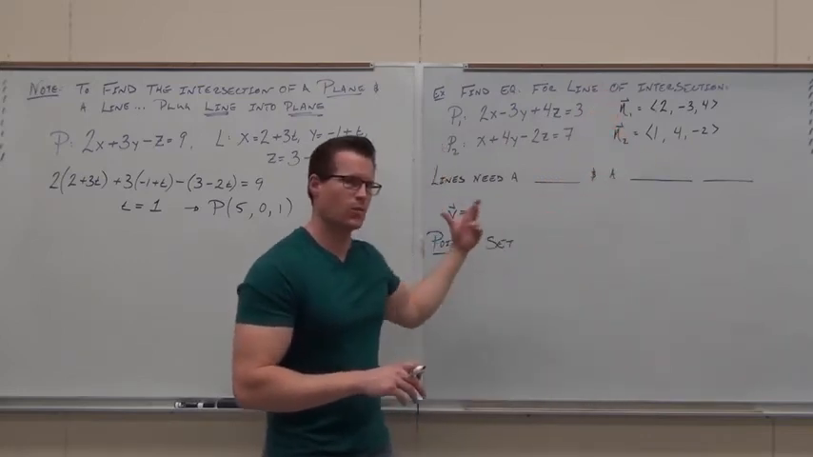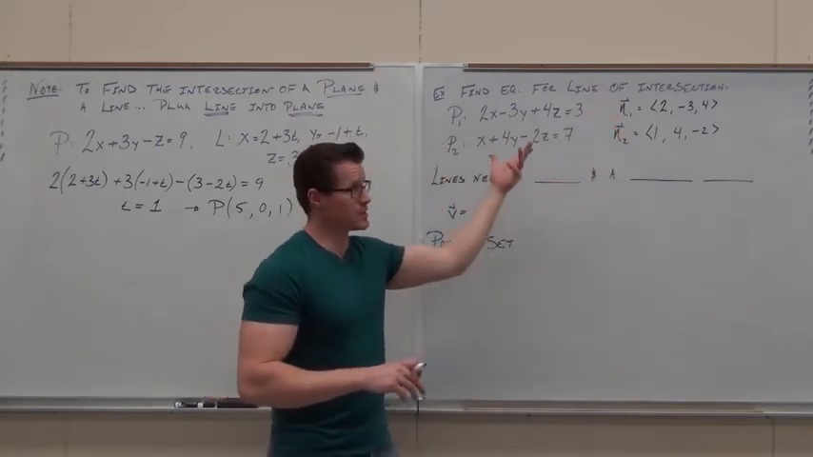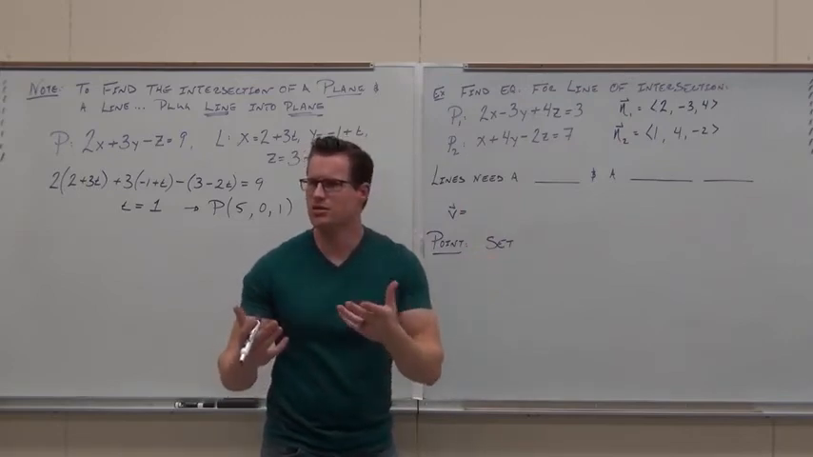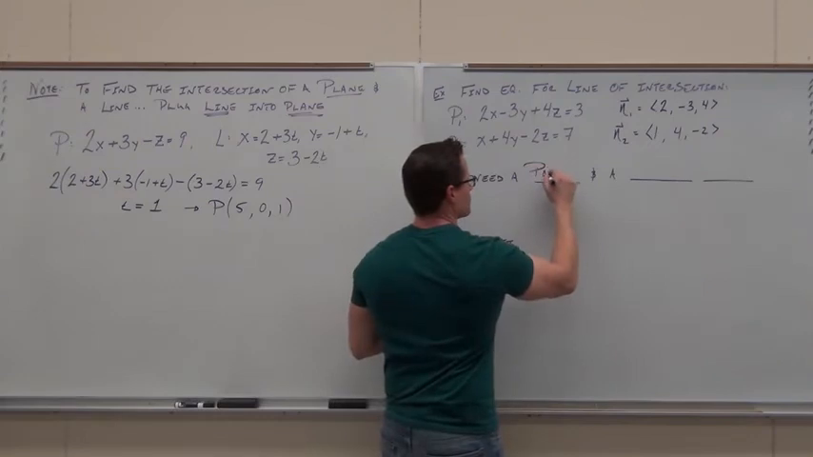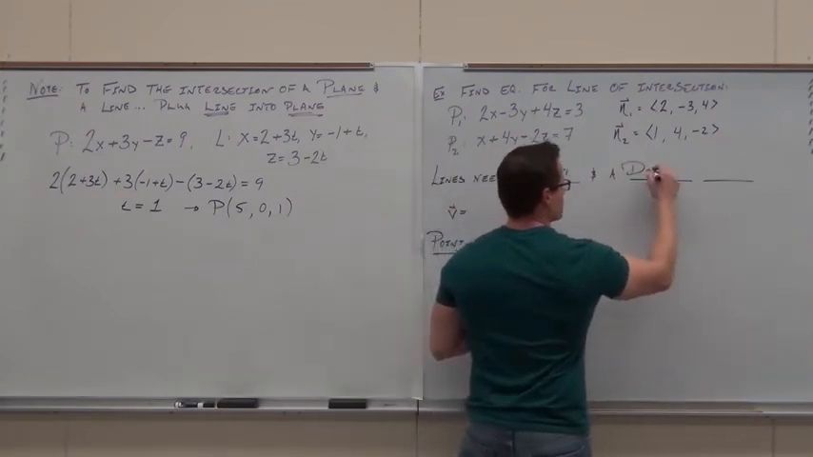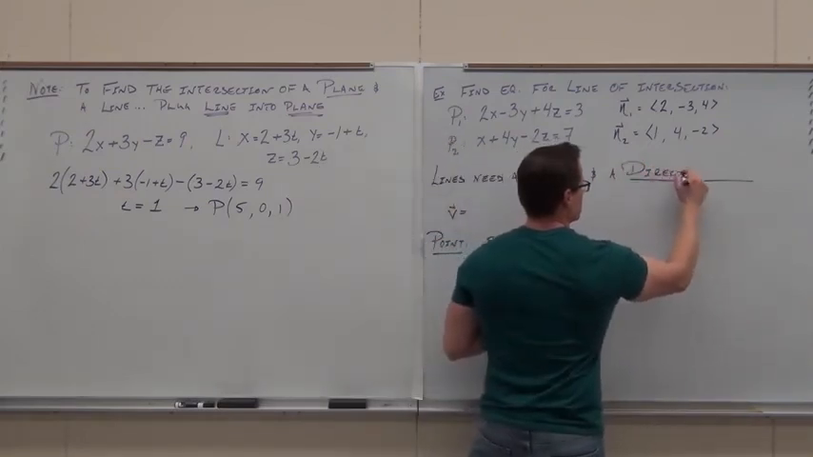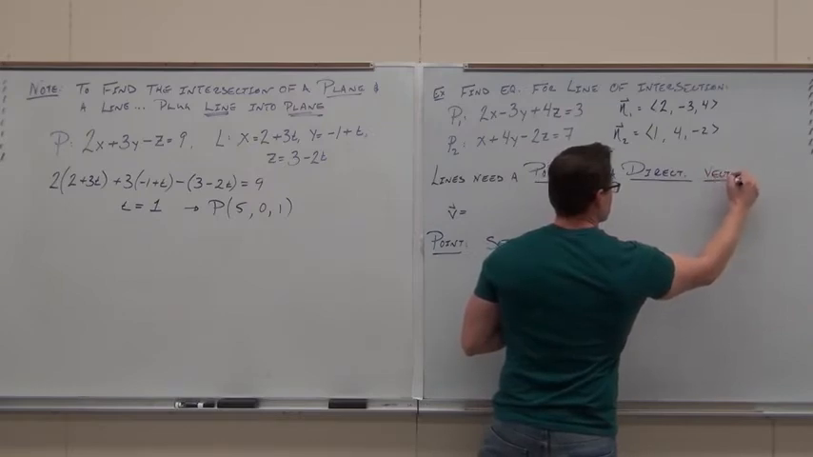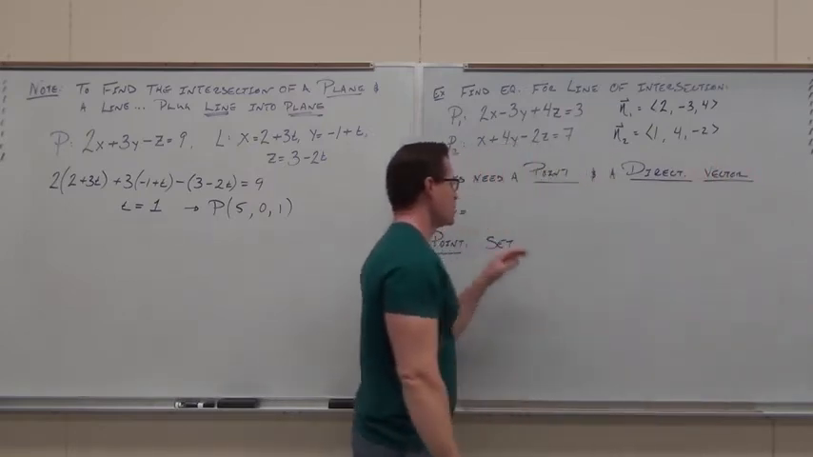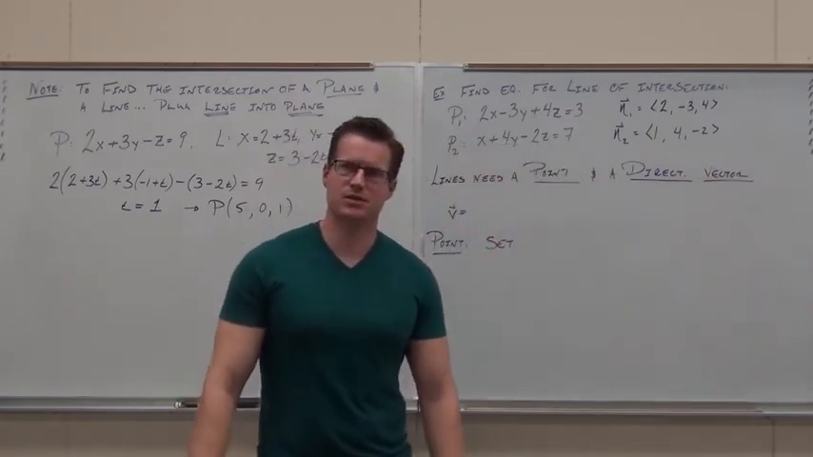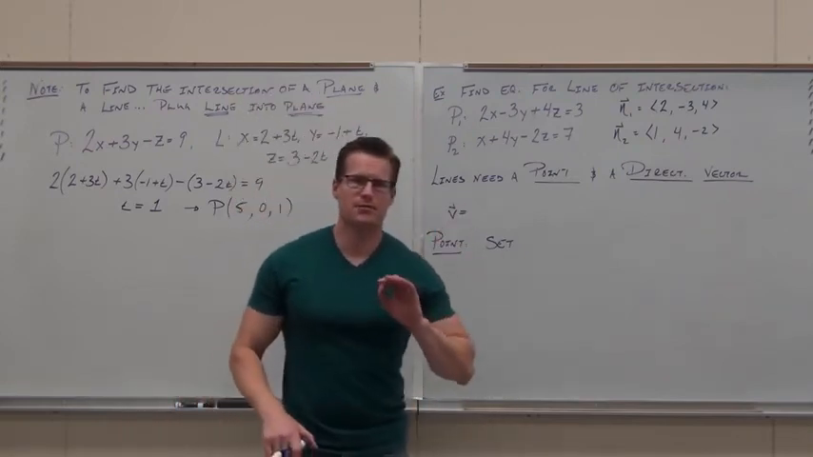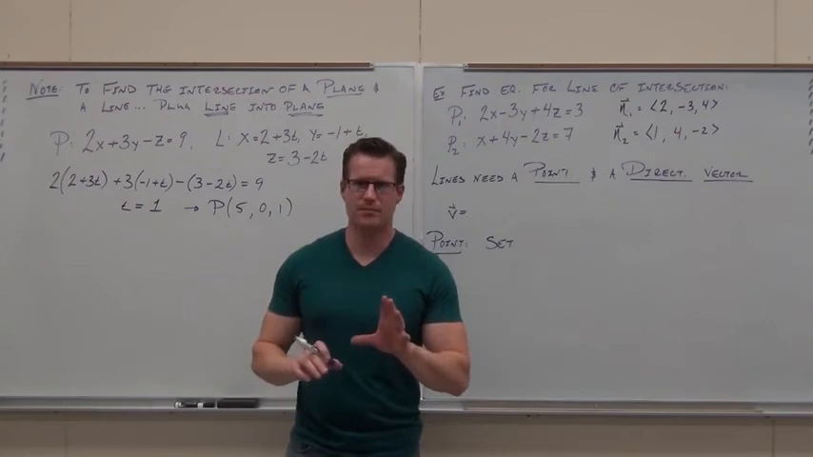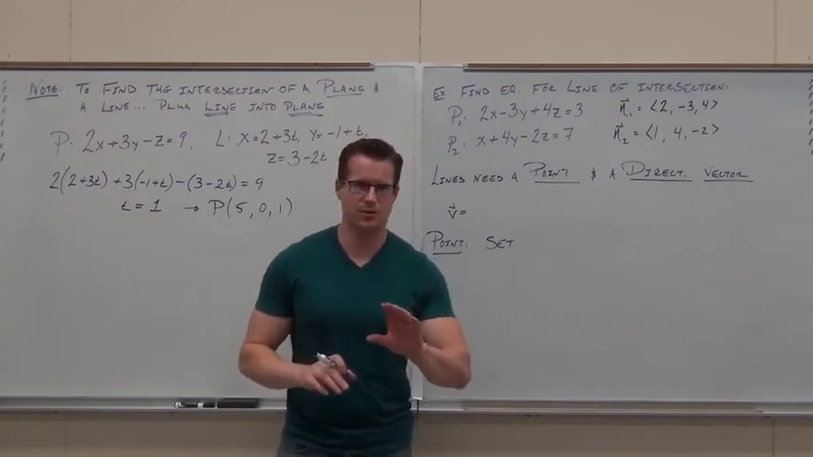Now, what do lines of intersection even need? There's two things lines always need. What do they need? Point. We'll talk about the point last because you're probably going to think it's more difficult. The vector is actually very, very easy. You just need to see it one time, and then you'll get it. Check it out. I'm going to draw you a picture over here.